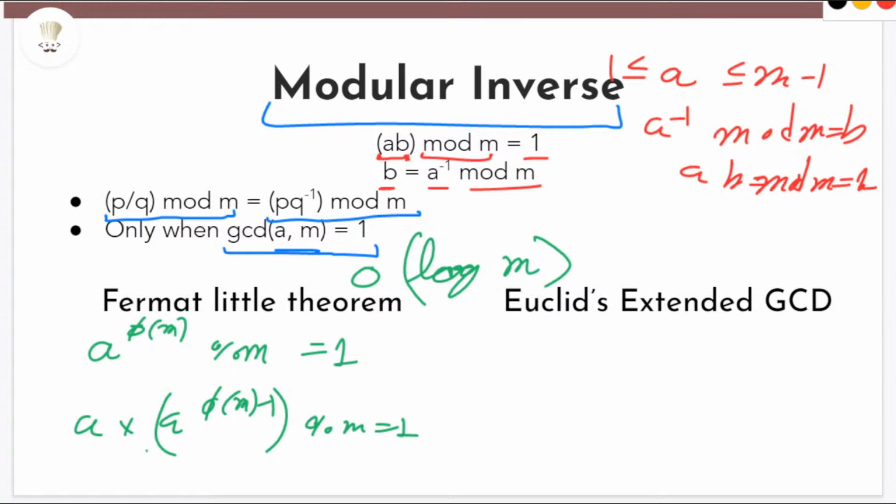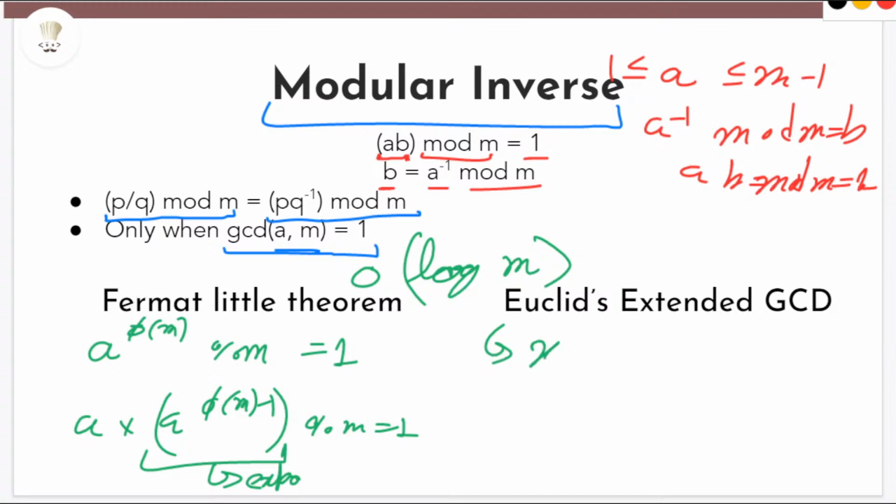So the inverse of a is a to the power phi(m) minus 1, and we can calculate that using modular exponentiation in big O of log m time. So we have our modular inverse. We can also calculate the modular inverse using Euclid's extended GCD algorithm.